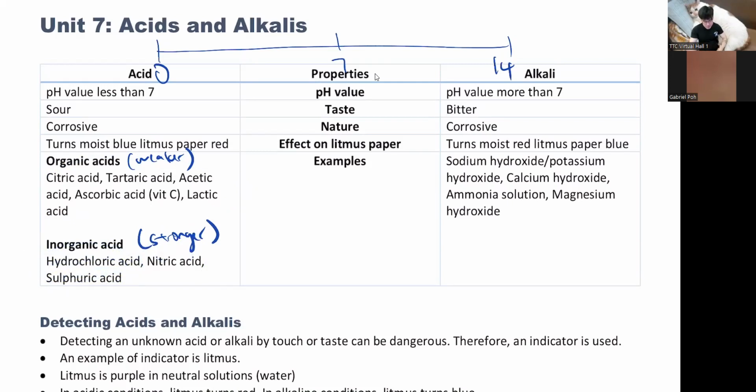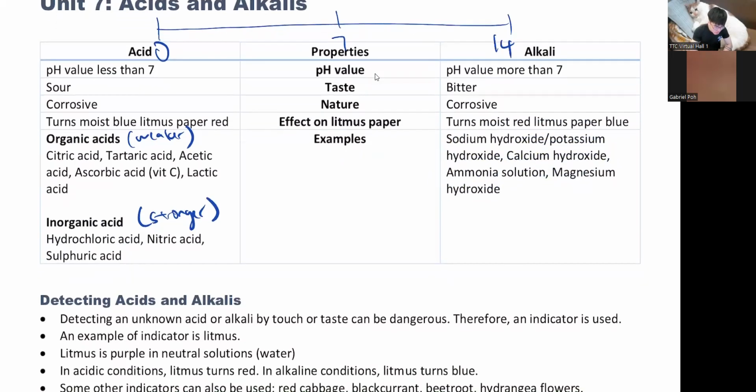And of course, examples of alkaline. You have your sodium hydroxide, potassium hydroxide. You use these for your soap. Calcium hydroxide, we call this lime water. Okay, we call this lime water. Ammonia solution, this one we use it for, you know, I'm not going to tell the function. You need to know these two. They are quite important.